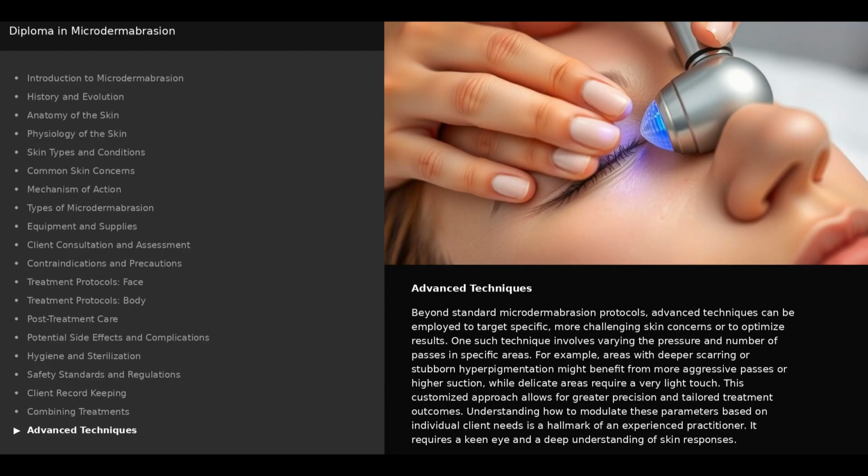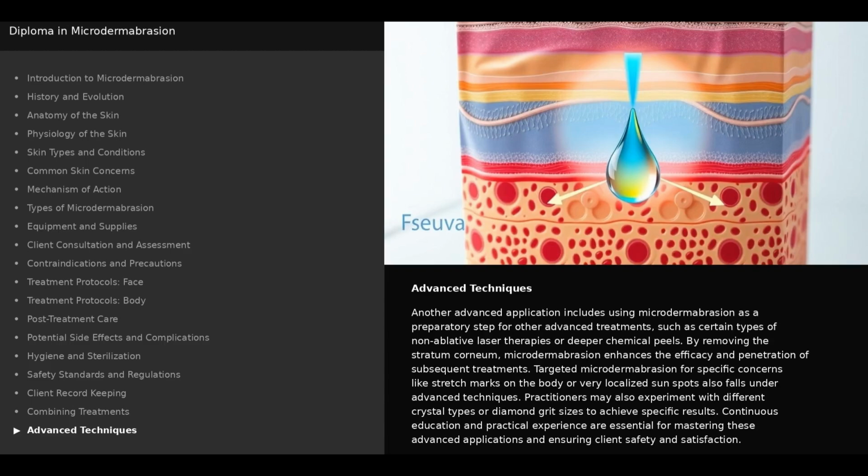Understanding how to modulate these parameters based on individual client needs is a hallmark of an experienced practitioner. It requires a keen eye and a deep understanding of skin responses. Another advanced application includes using microdermabrasion as a preparatory step for other advanced treatments, such as certain types of non-ablative laser therapies or deeper chemical peels. By removing the stratum corneum, microdermabrasion enhances the efficacy and penetration of subsequent treatments.